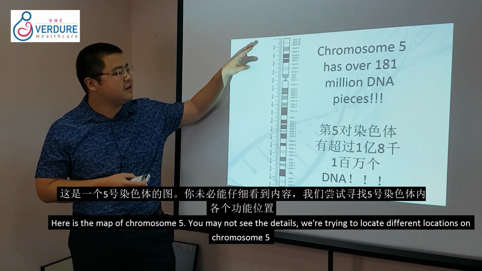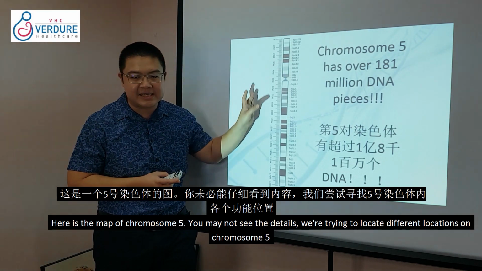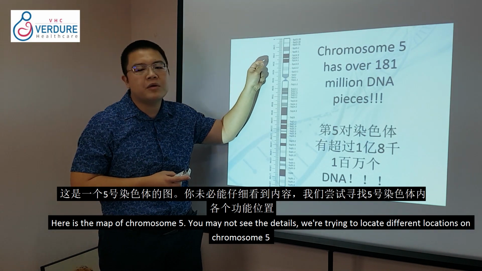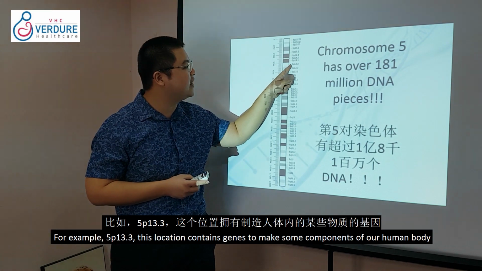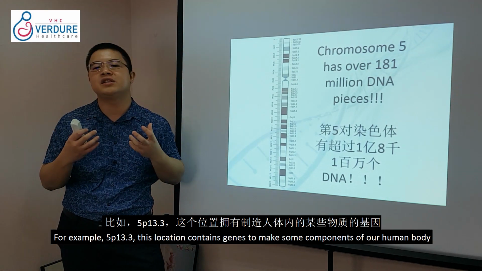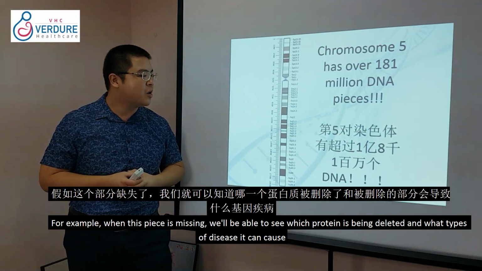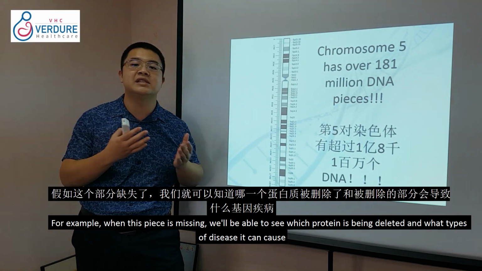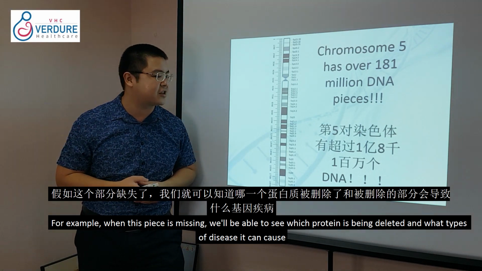Here is the map of chromosome 5. You might not be able to see the details, but what we are doing here is trying to locate different locations on chromosome 5. For example, over here, 5p13.3, this position contains a gene to make some components of our human body. When, for example, this piece is missing, we'll be able to see that this is the protein that has been deleted from the human body and what kind of diseases it can cause.